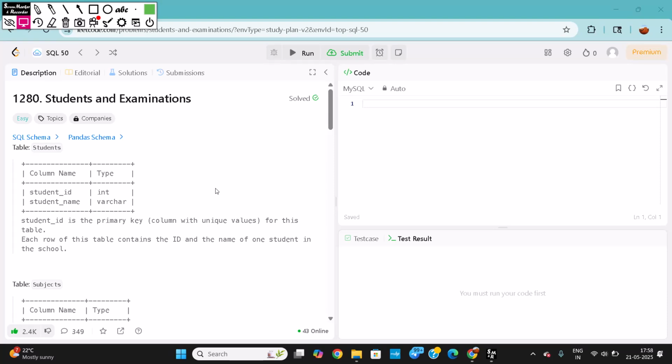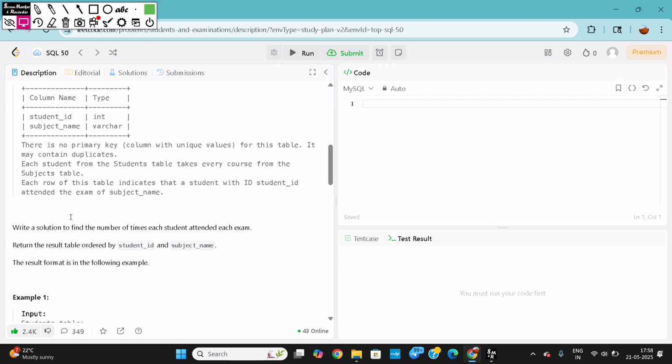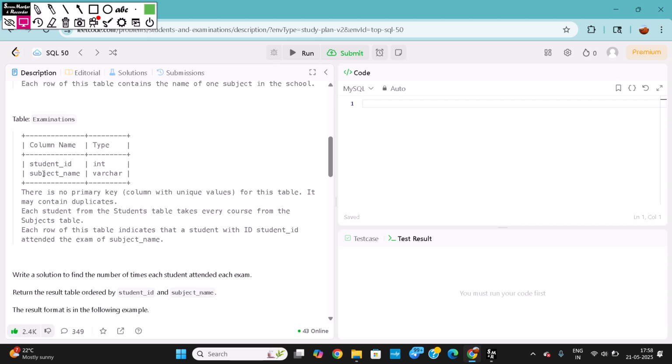Today we are going to solve SQL problem number 1280, Students and Examinations. So let's see the problem first, then we will go for the solution. Here they have given us three tables. One is the Students table with the columns student ID and student name, and Subjects with the subject name. And in the Examinations table they mention student ID as well as the subject name.